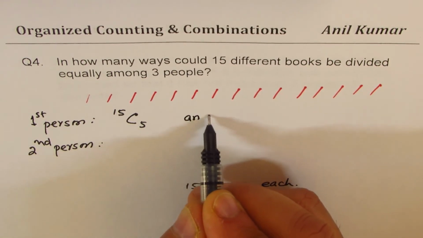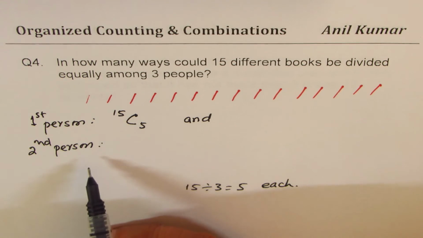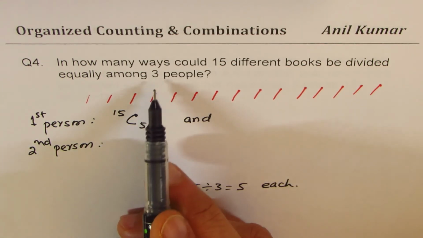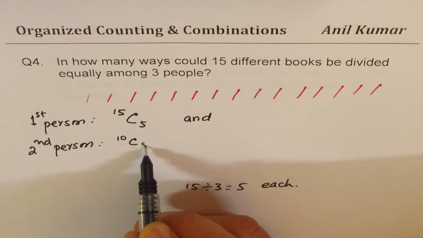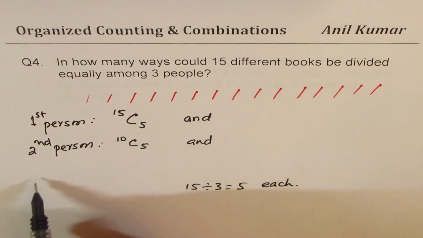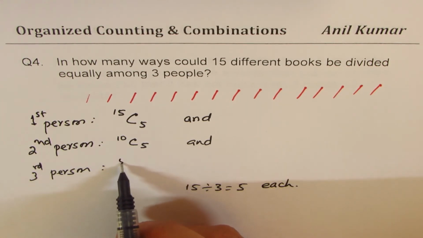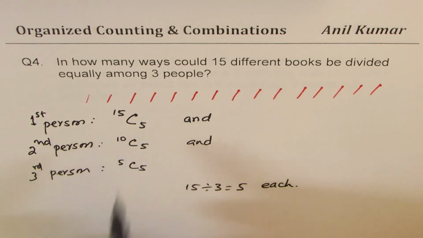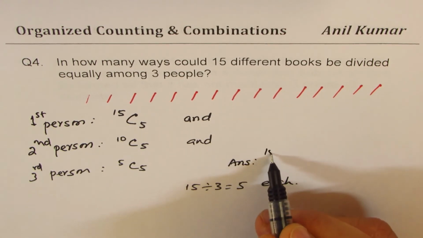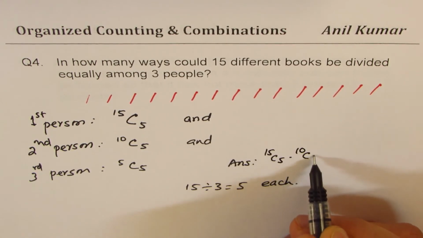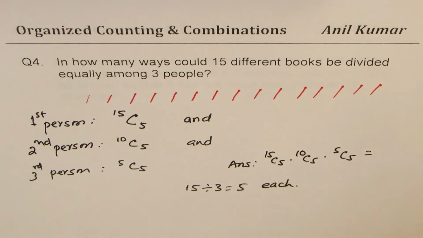So we get an operation AND, that is, first person, five are given out of the 15. The second comes. Since the first person has taken away 5, we are left with 10. So the second person gets 5 out of 10. And the third person gets the rest, 5 out of 5. Do you see that? So that becomes the solution. So our answer is 15C5 times 10C5 times 5C5. Correct?